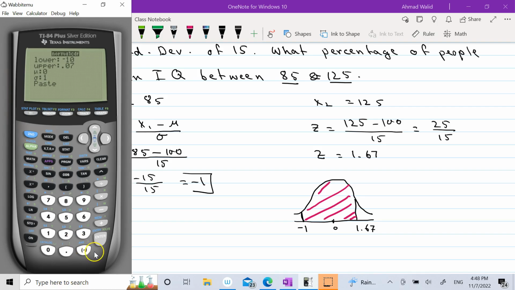Correct? Some students push this button, the operation, as a negative. No, do not push this. This is the button that you want to use for negative value. Negative 1. Correct? And I'll come to the second value, which is 1.67. Your mean is 0, standard deviation is 1 because it's a normal distribution. Now paste.